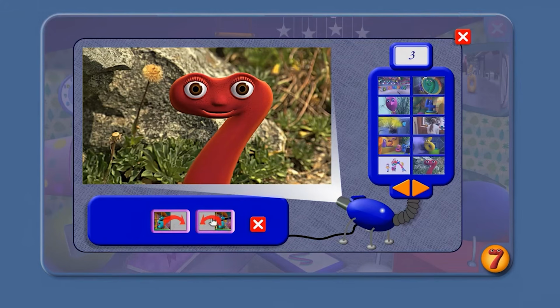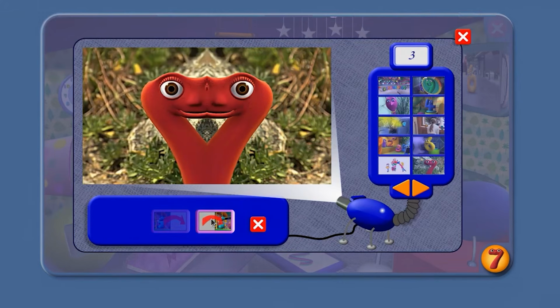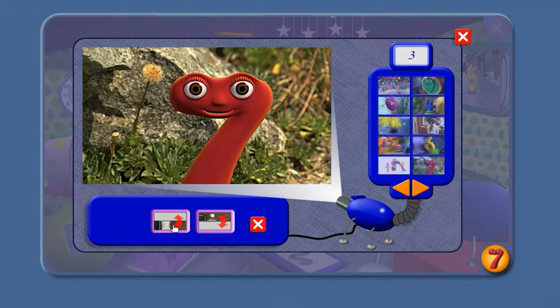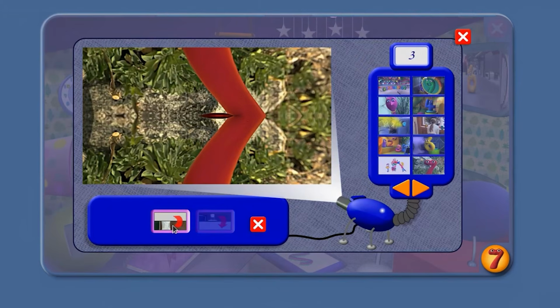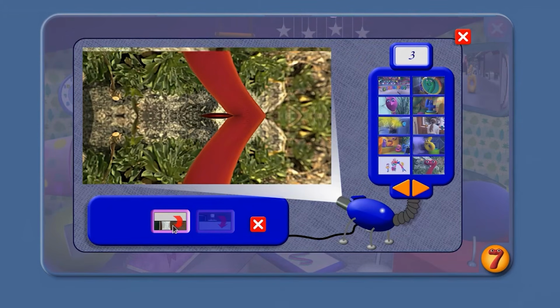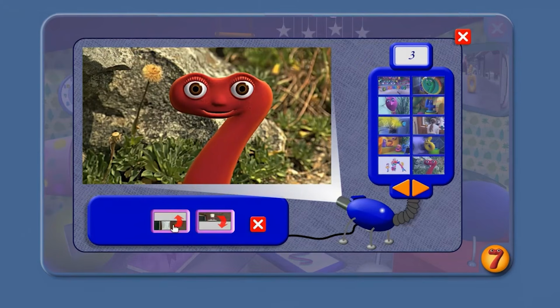Or it can make the left side of me look like the right side of me, back to front. Very, very strange. The picture changer can make the top half of the picture like the bottom half, but upside down. Or the bottom half of the picture looks like the top half, upside down.